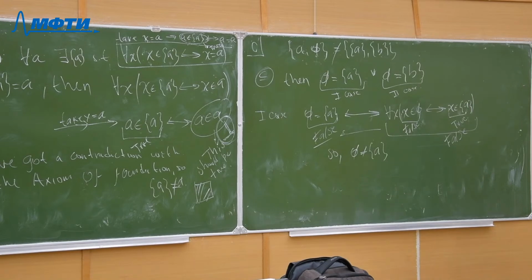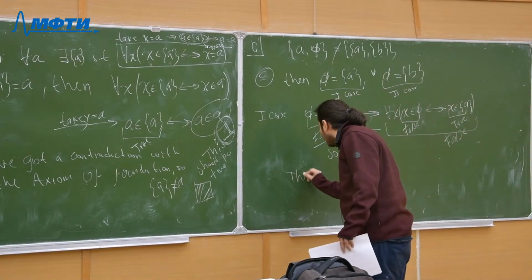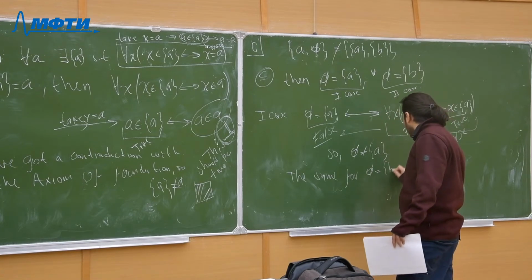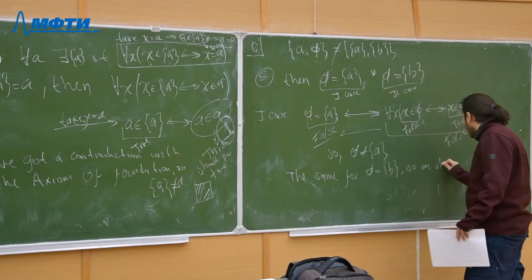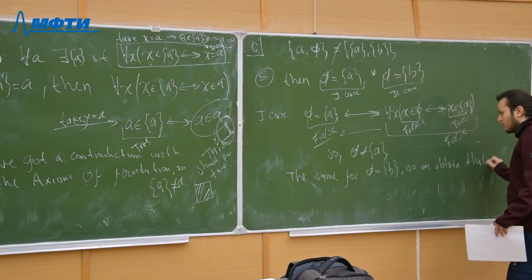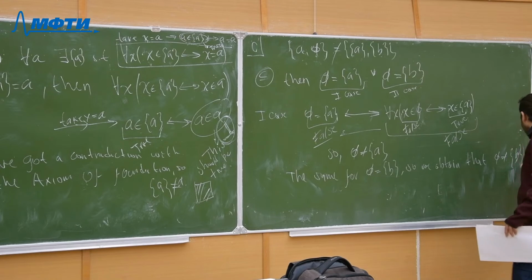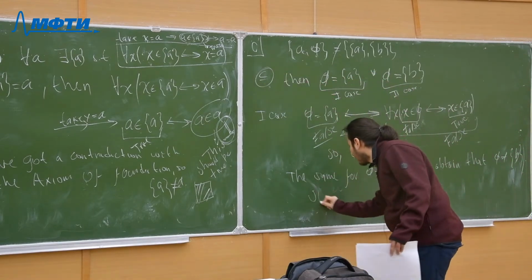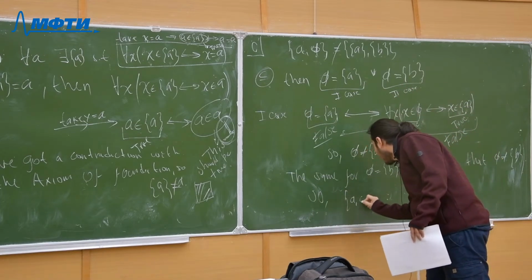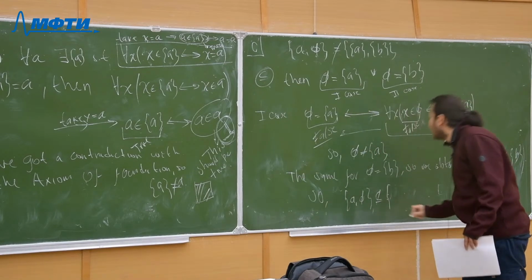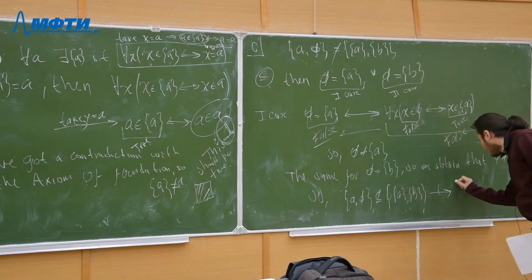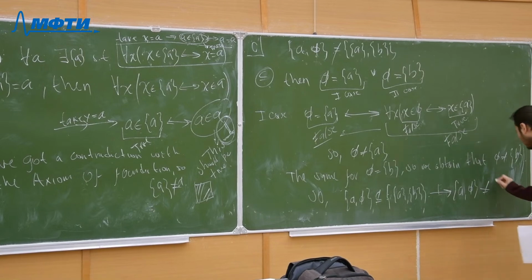And the same for the empty set equals the singleton of B. So we obtain that the empty set is not equal to the singleton of B. And then we have proved that this doesn't hold. So this set, the empty set, is not a subset of the set of the singletons of A and B. And then this set is not equal to this set of the singletons of A and B. And the proof is finished.